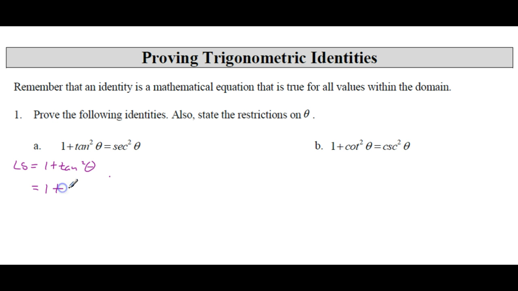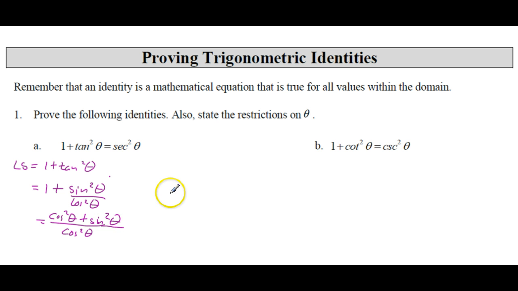But tangent is sine over cos. And tan squared then is sine squared theta over cos squared theta. Now if we're going to add these two together, the denominator is cos squared theta. So we have to write 1 as something over cos squared theta. So it will be cos squared theta over cos squared theta. What's this equal to? That's 1. Forget this for a sec, and then we just have plus sine squared theta.